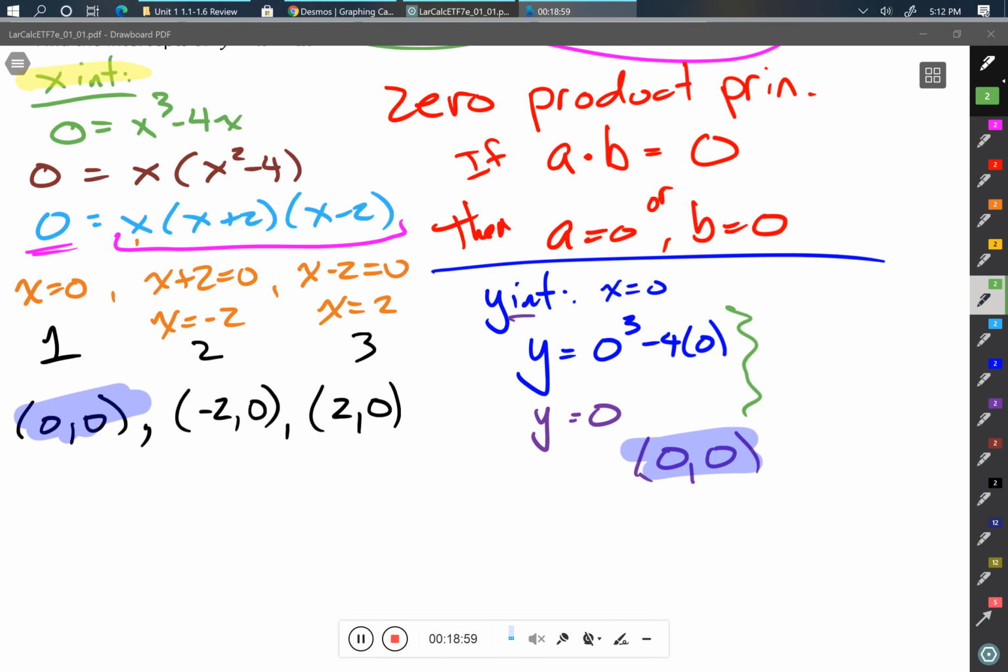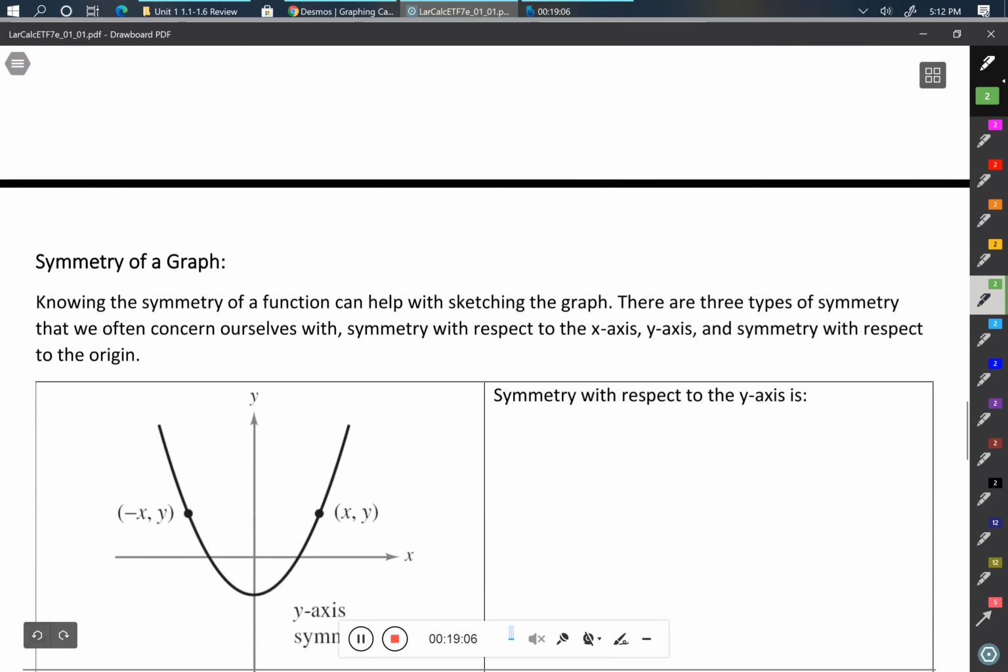So we're at about 19 minutes. I'm going to call this video here. This will be part 1 of section 1.1. The next video will start here with symmetry of a graph.